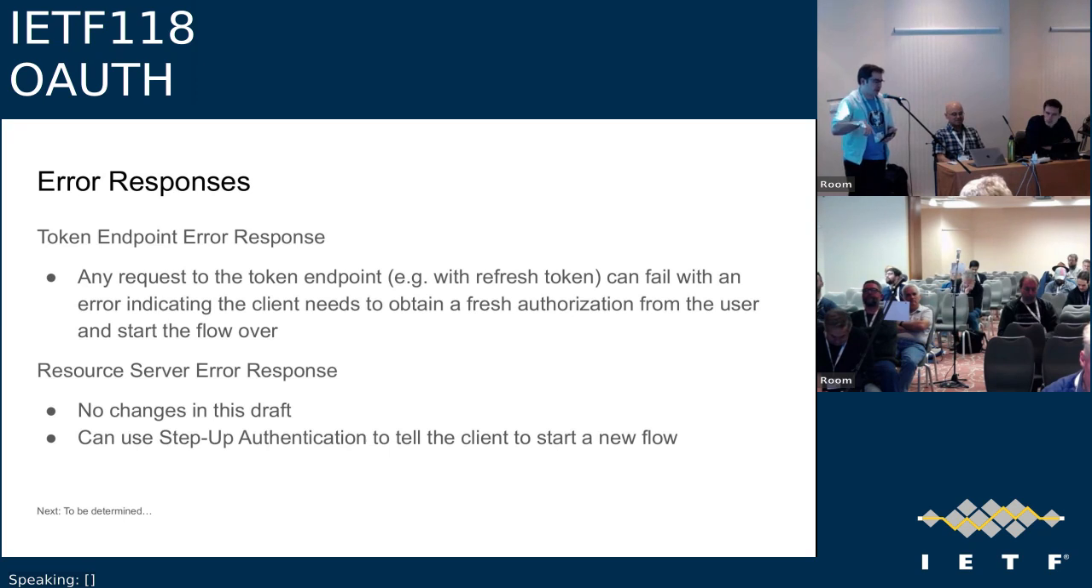The resource server can also include this error to say, hey, the user needs to go log in again, and it can use the step-up authentication draft to do that. The resource server can say, hey, this access token is too old, or the user needs to log in again for whatever reason. Those are already defined in step-up auth. We don't need to change any of that. The client now just would start a flow from scratch this new way instead of through a redirect.